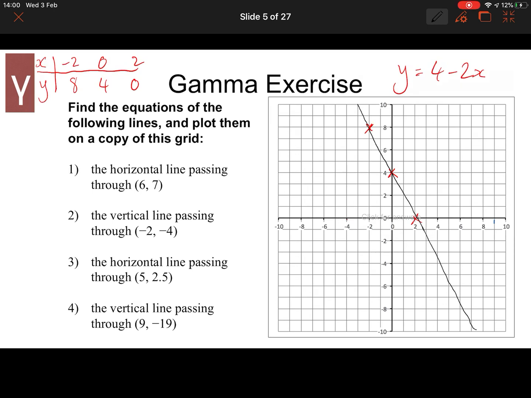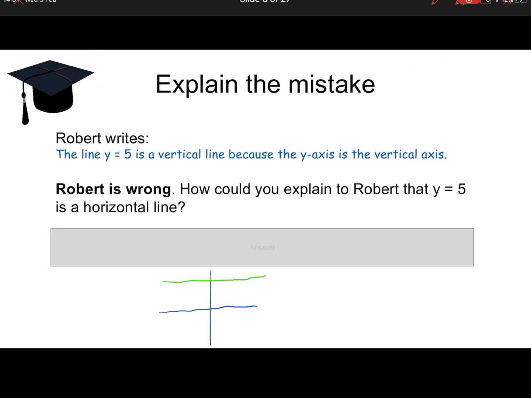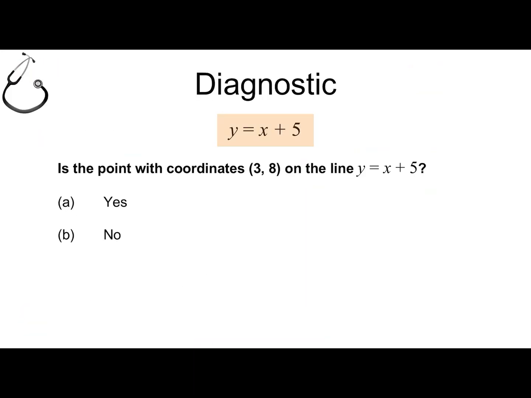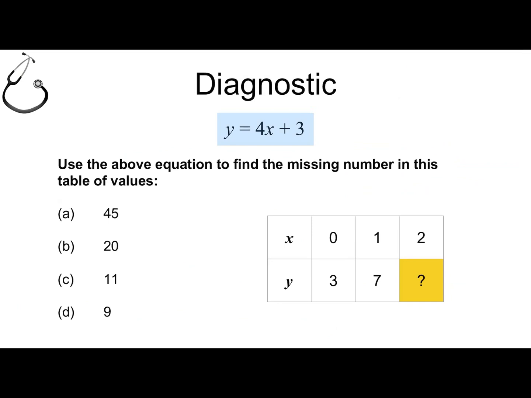And now connect up using a ruler, a straight line. Okay, you need to use a ruler to make sure that line is perfectly straight and goes through all of those points. I decided to pick those x values. Doesn't matter what x values you pick, you'll still get the same line. Okay? I hope that makes sense.